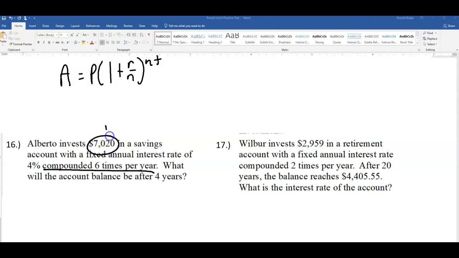This number here, the starting amount, is our P value. This number here, rewritten as a decimal, is our r value. That number there is an n value. And this number here is our t. So we're just going to go ahead and plug all this stuff in and let the calculator do the rest of the work for us after that.